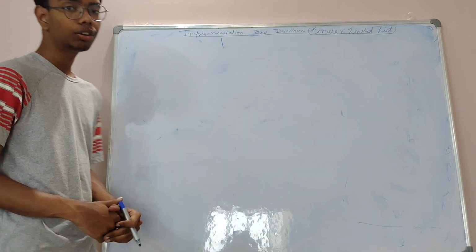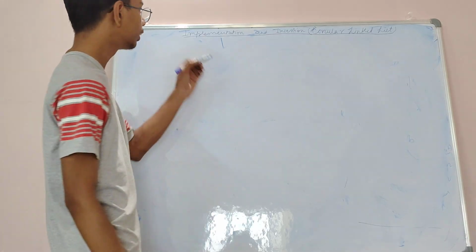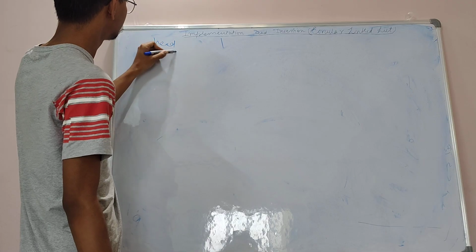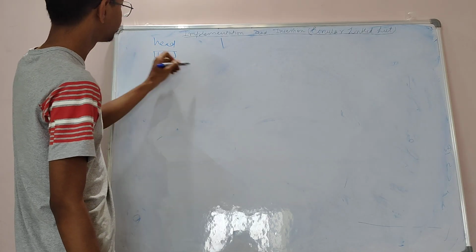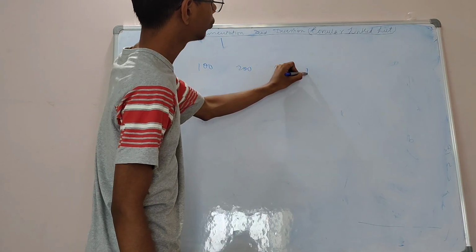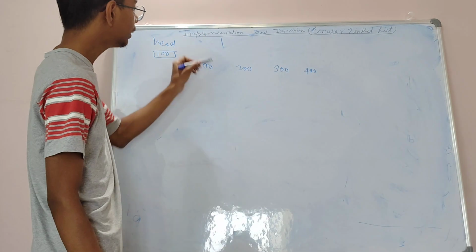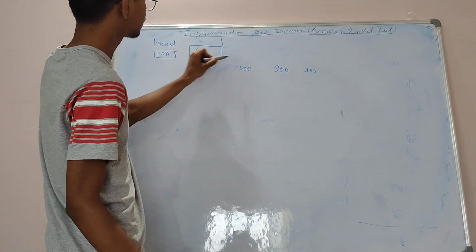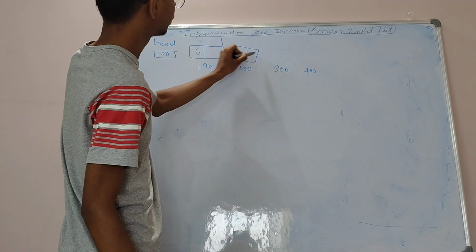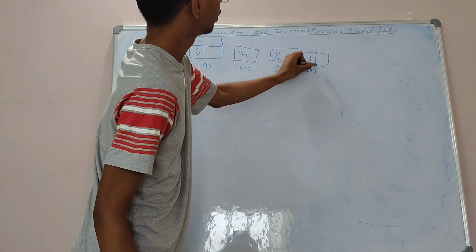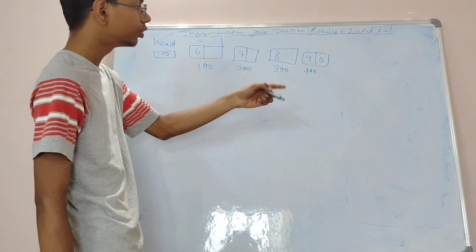Okay, so in this video we will be discussing how to create a circular linked list, right? Suppose I have a head, and the node addresses are 100, 200, 300 and 400, and I have my linked list with values 6, 7, 8, 9. This is null because it is the last node.